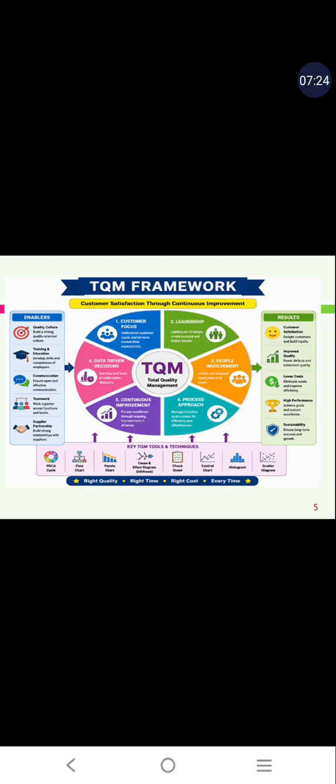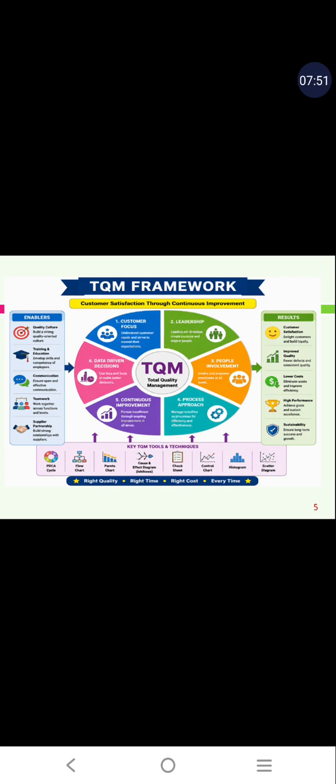And next one is communication. Communication is nothing but we need to ensure that information is passed effectively between all employees. Whatever the quality policy, or whatever steps are taken related to quality, has to be communicated through all levels, and all employees should be aware of that.